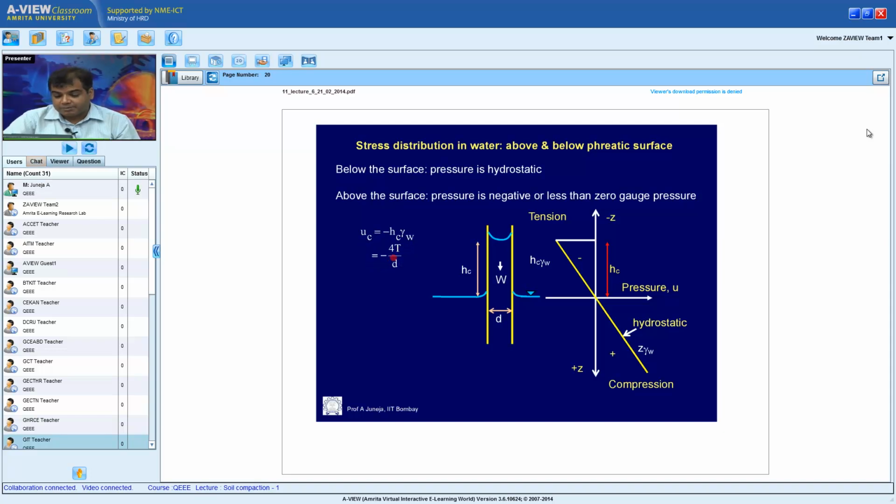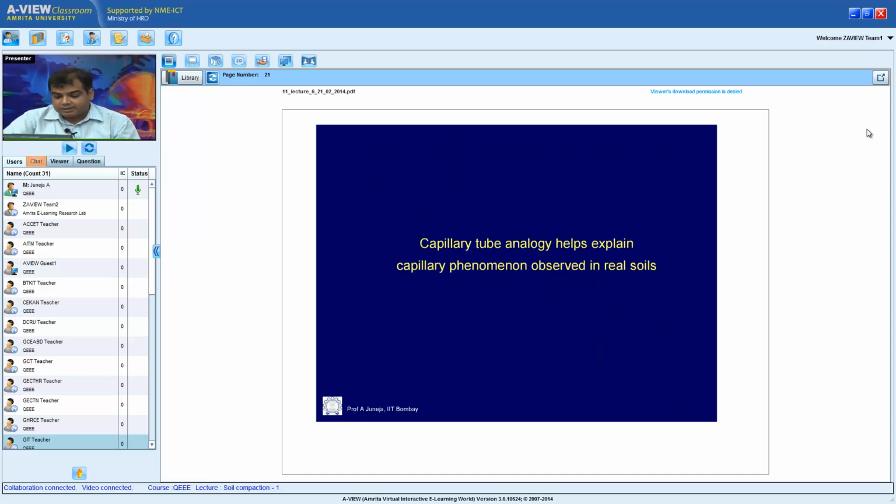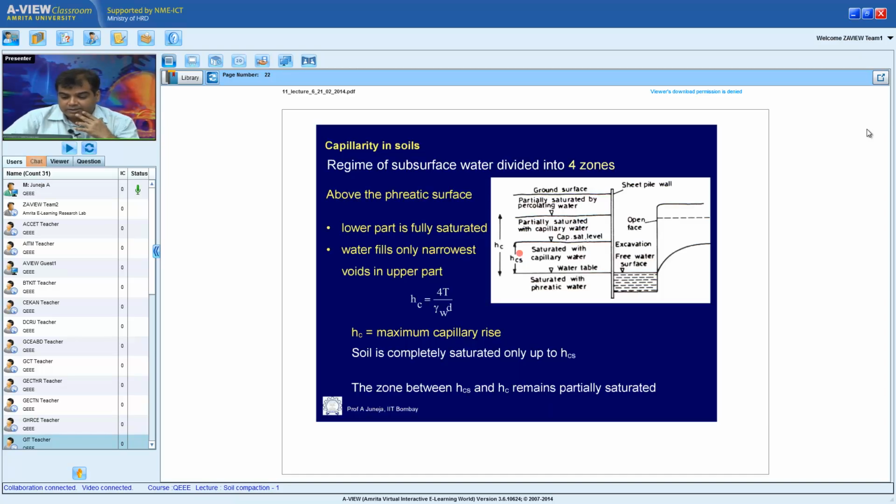this particular expression. Now I would not like you to remember all this, because the only expression over here, if I go back, is HC equals 0.03 by small d. However, this approximate assumption you still use in real soils, and there are some approximate equations, or I would say semi-empirical equations, which are very similar to this particular expression, which we use for our soils. This particular analogy explains the sketch over here.